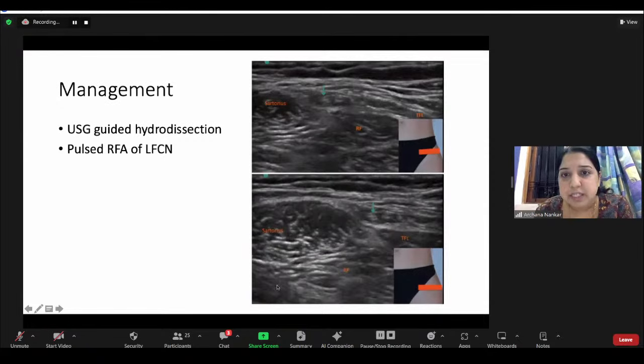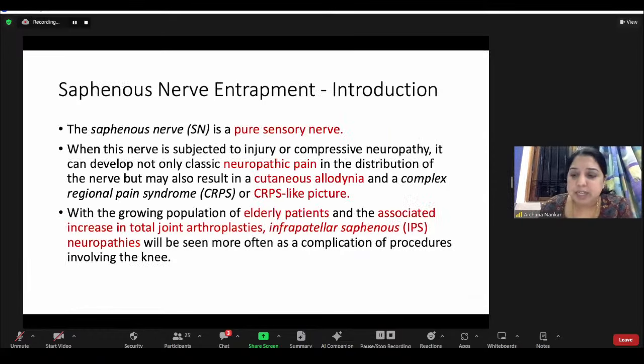So here you can see the ultrasound picture. Sartorius is medial, rectus femoris, and this is the tensor fascia latae, which is lateral, and in between the two muscles is your lateral femoral cutaneous nerve of thigh. So ultrasound-guided hydrodissection or pulsed RFA of the LFCN are your management options. Then coming to the next nerve entrapment in the lower limb, that is the saphenous nerve entrapment.